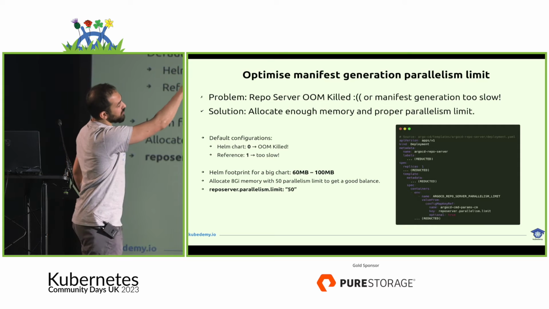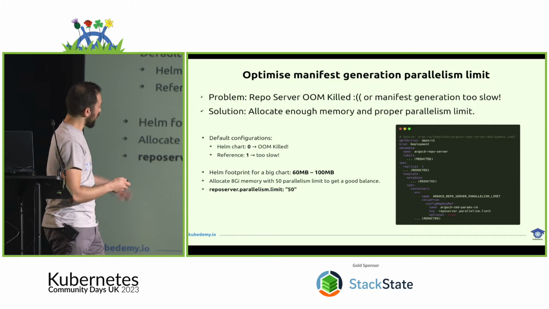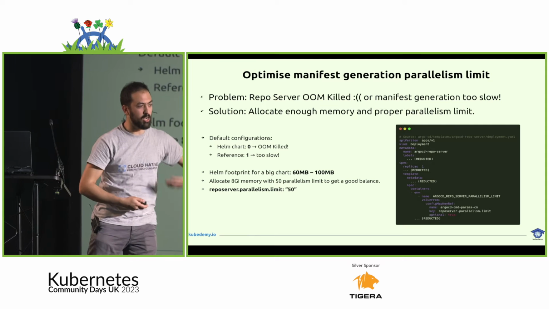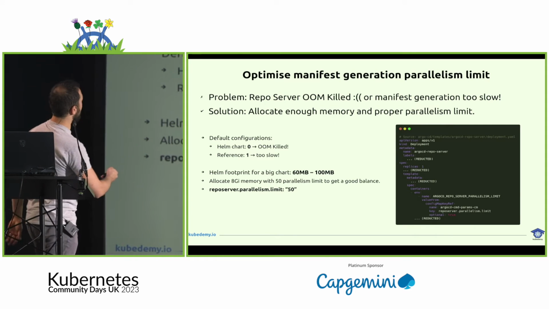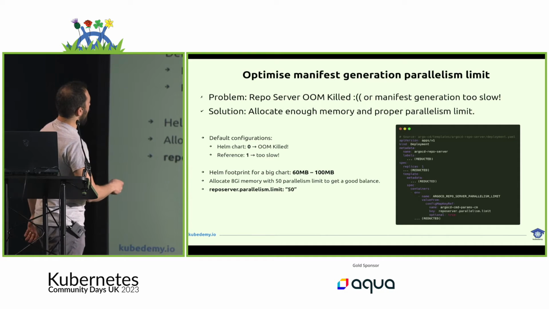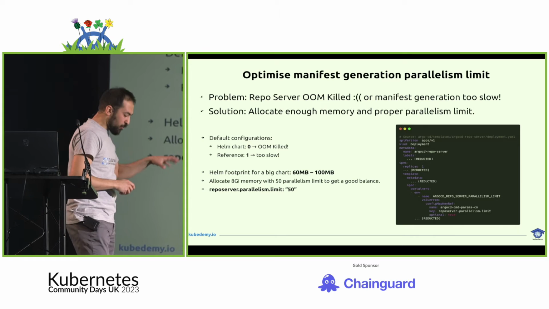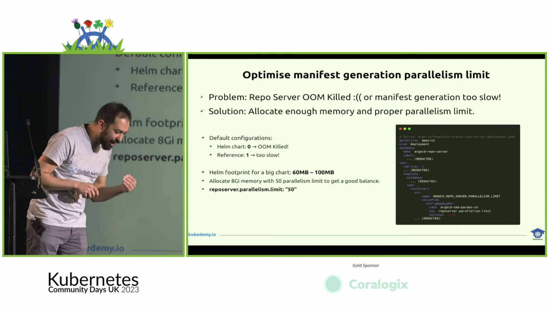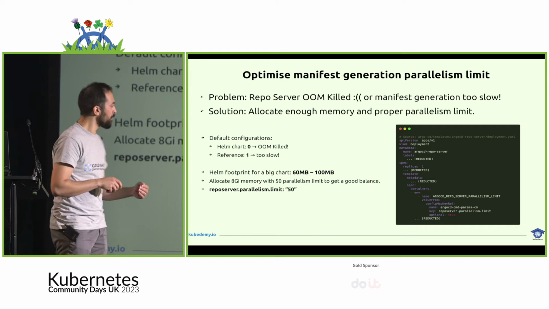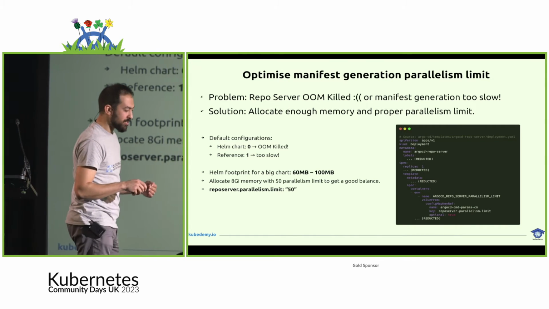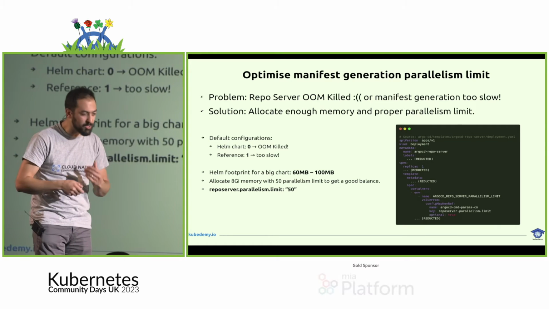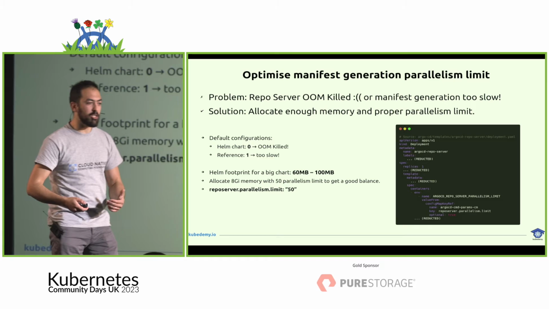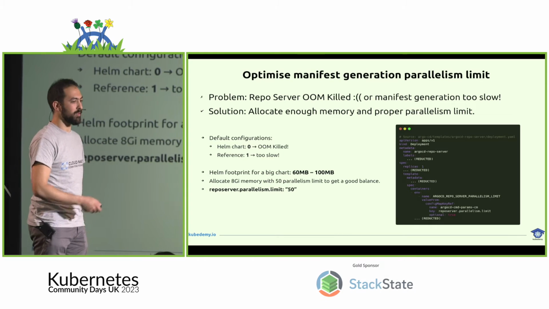The other thing is optimize manifest generation parallelism limit. The problem is the repo server gets out of memory killed. It gets started, killed, restarted, killed. And it's because in the default configuration, the setting tells how many Helm charts can be generated at the same time. The default is 0, and 0 means infinity. You can generate as much as you can. And when you have 1,000 applications, 1,000 Helm charts, it tries to generate all of them at the same time. And boom.